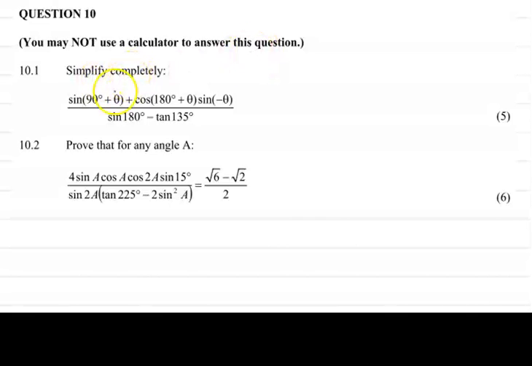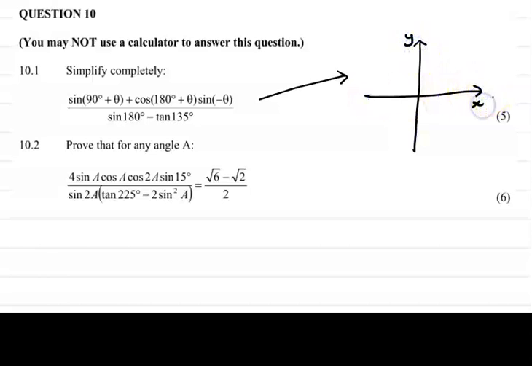Simplify completely. It says sine of (90 plus theta), cos of (180 plus theta), sine of (minus theta), over sine of 180 minus tan of 135. Now remember that to answer this particular question, you have to have a good understanding of your theory.